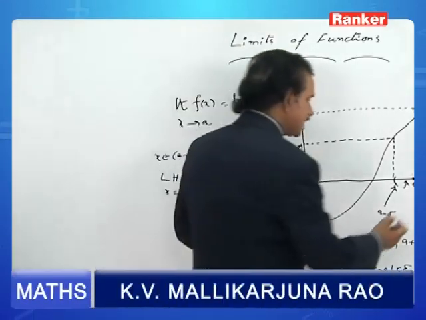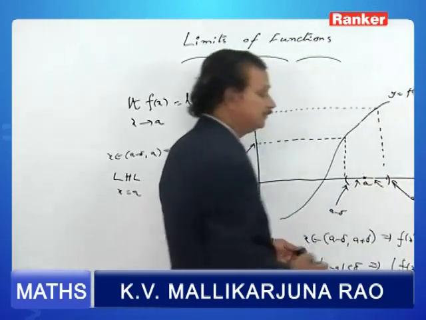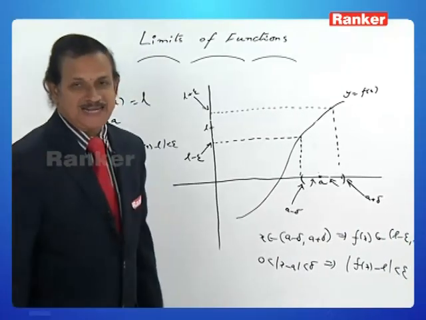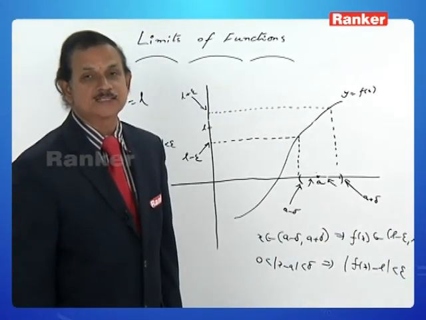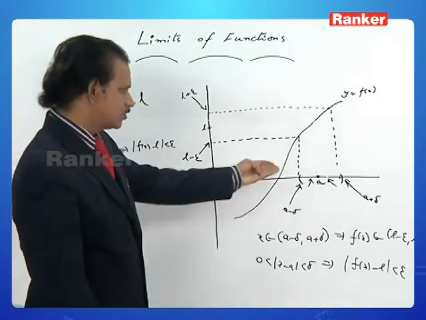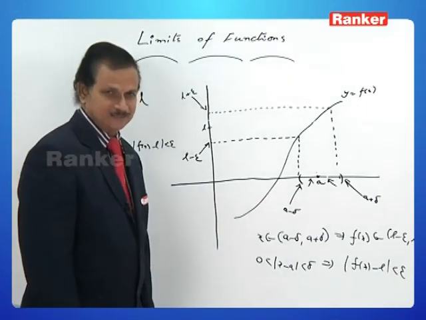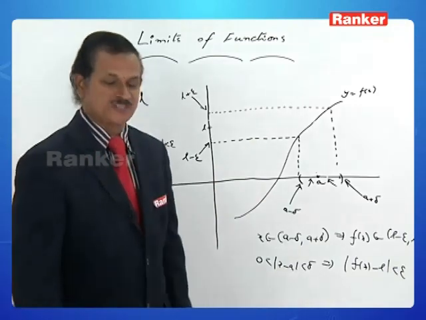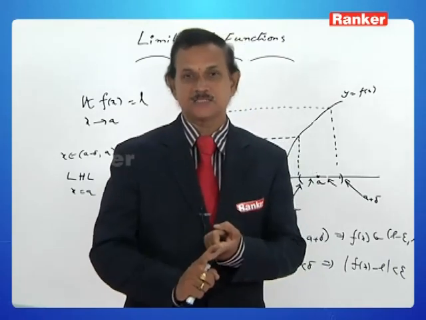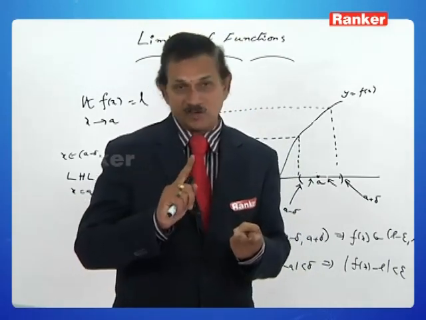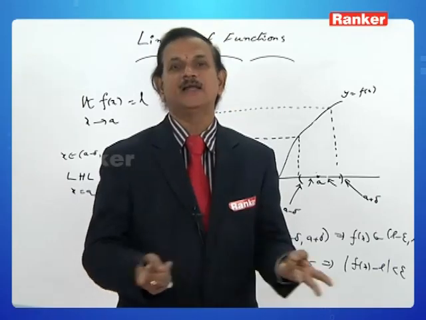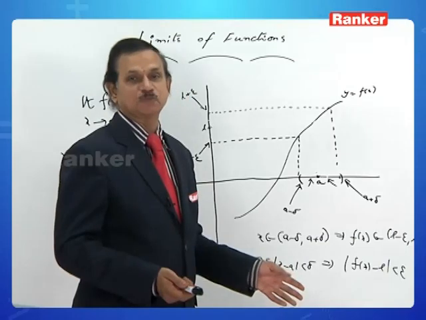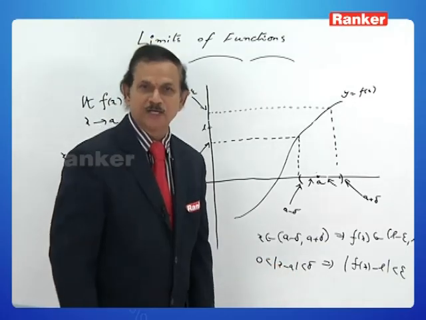If x is restricted to lie in the open interval A to A plus delta, then we say that the right hand limit of f of x as x tends to A is L, or x tends to A from right. So, from this concept, from this diagram, we will be able to trace the meaning of limit of f of x as x tends to A from left, as x tends to A from right also. Let us be brief in the mathematical expression of this left hand limit and right hand limit now.